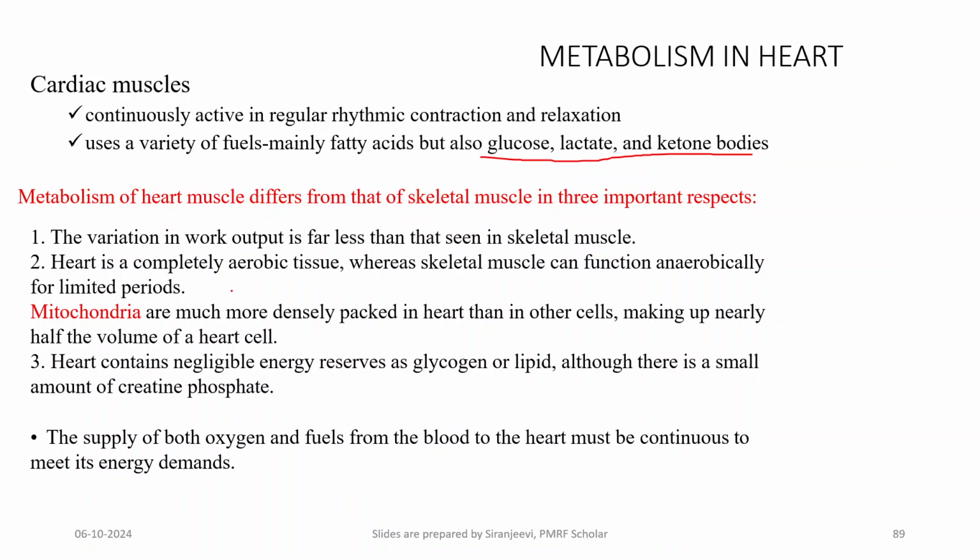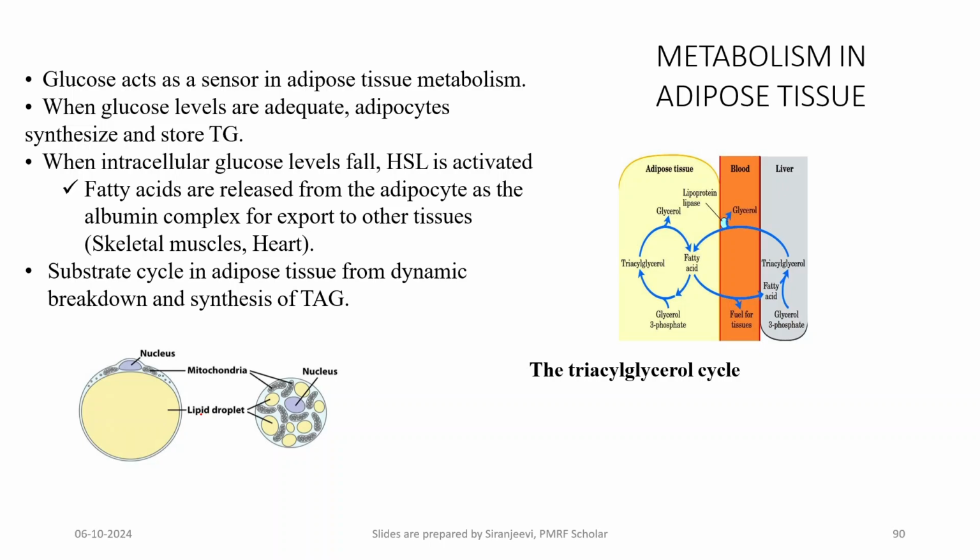And in cardiac muscles, the mitochondria are much more densely packed than in other cells, making up nearly half of the volume of a heart cell. So the heart contains negligible energy reserves as glycogen or lipid, although there is a small amount of creatine phosphate, which is a high-energy phosphate in the system. So the supply of both oxygen and fuels from the blood to the heart must be continuous to meet its energy demands. And the next one is the metabolism in the adipose tissue.